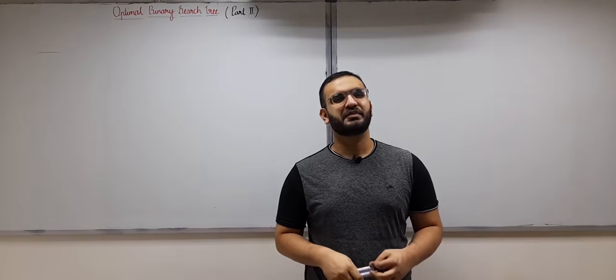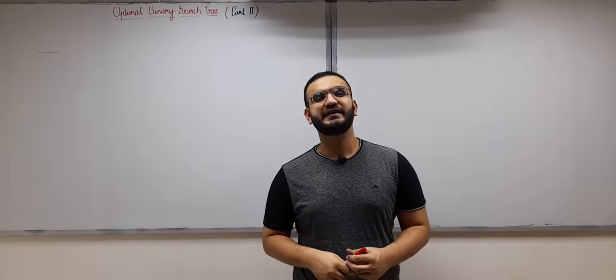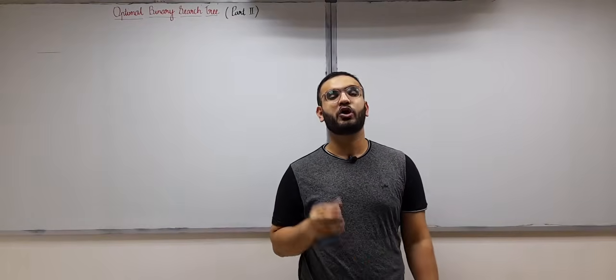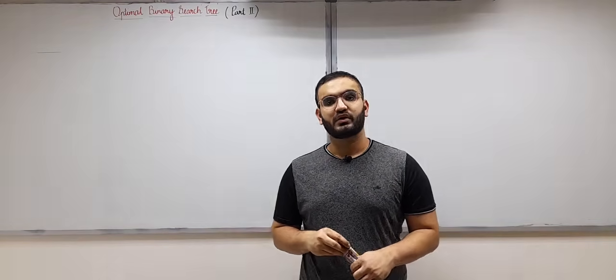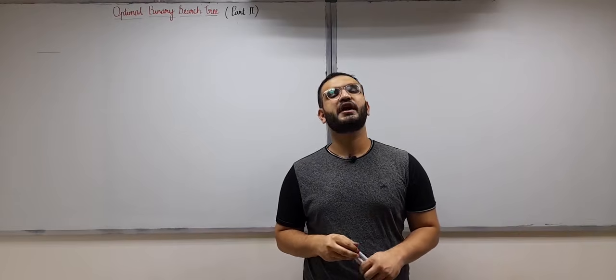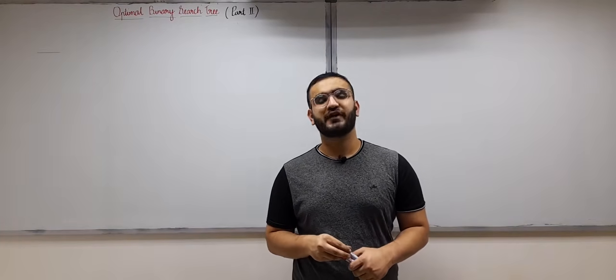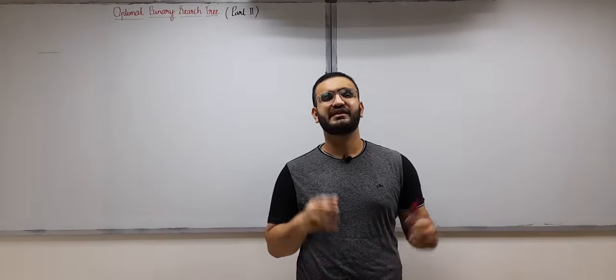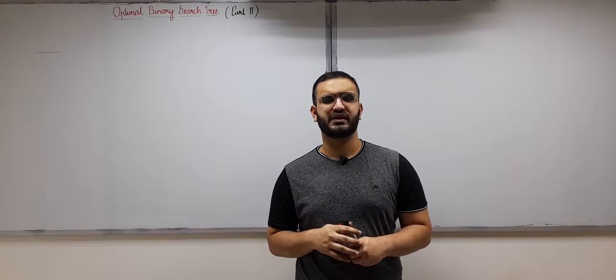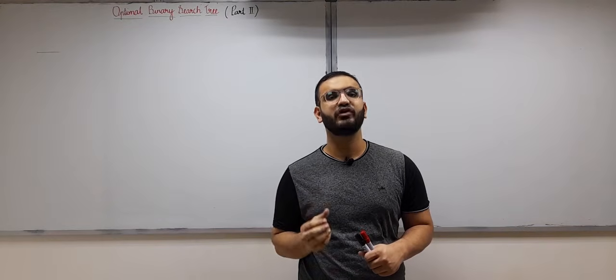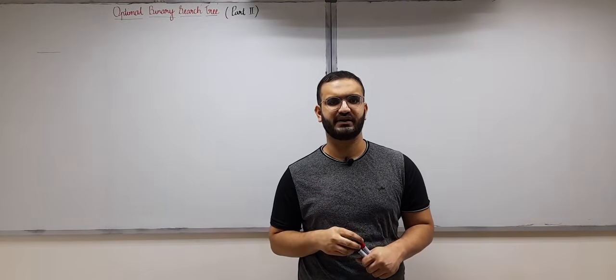Hi guys, in the previous video we saw why we need dynamic programming in order to solve this problem of finding an optimal binary search tree. And in this video we are going to solve an example of finding the total cost of an optimal binary search tree and the structure of an optimal binary search tree when you are given a set of keys with the corresponding successful and unsuccessful search probabilities.